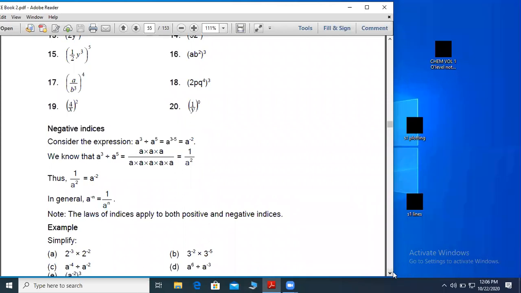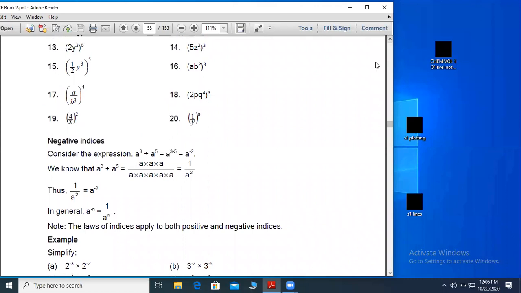For example, take note of this. I want to ask, using this rule, Jemima, what is 2 to power negative 3, for example? 2 to power negative 3 means that we put 1 out of 2 to power negative 3.